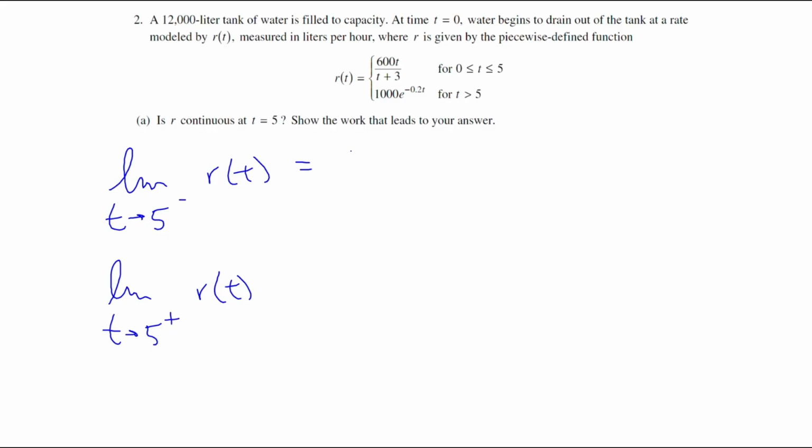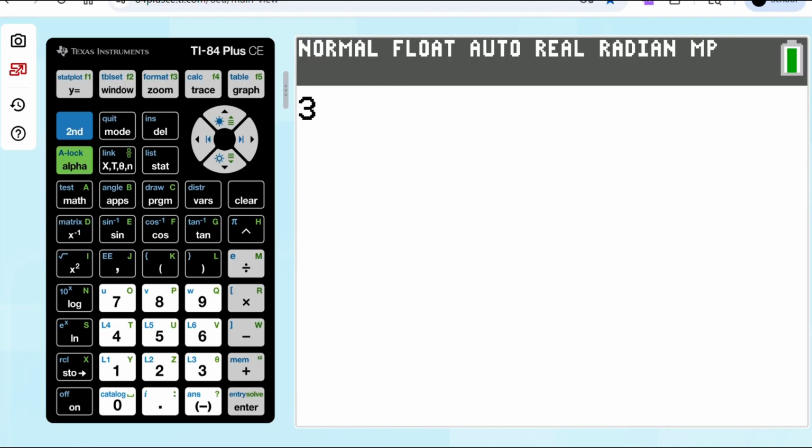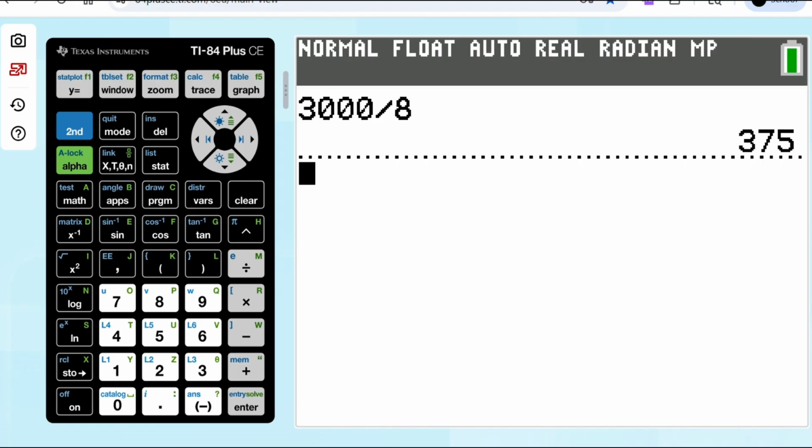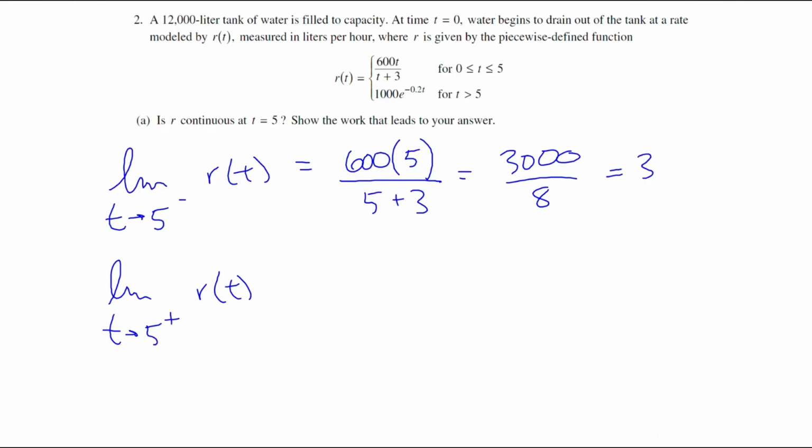So for this one, this should be 600 times 5 over 5 plus 3, which is, of course, 5 times 600 is 3,000 divided by 8. So we get 3,000 divided by 8. What is 3,000 divided by 8? Must be 375, I believe. Let's just check that since this is a calculator question. Oh, good. My arithmetic was good.